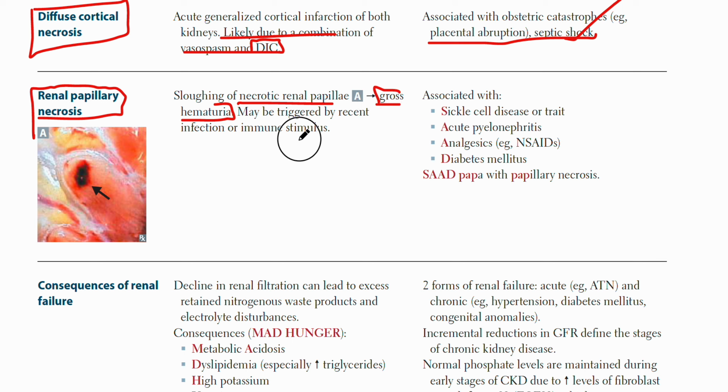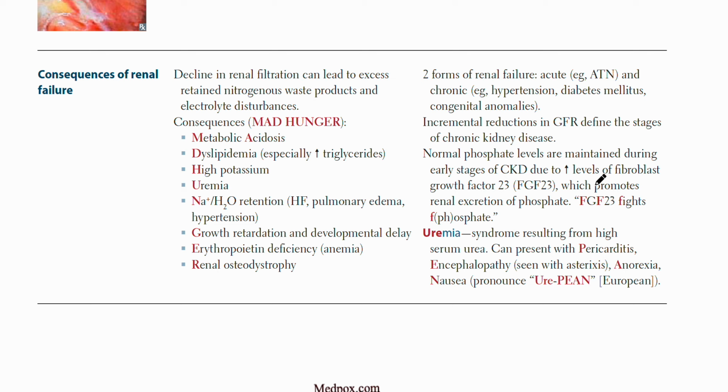So it may be triggered by recent infection or immune stimulus, right? It is associated with sickle cell disease or trait, acute pyelonephritis, analgesics like NSAIDs, and diabetes mellitus. So basically, SAAD papa with papillary necrosis, you can remember it like that. S for sickle cell disease, A for acute pyelonephritis, A for analgesics, and D for diabetes mellitus, and papa because of papillary necrosis.